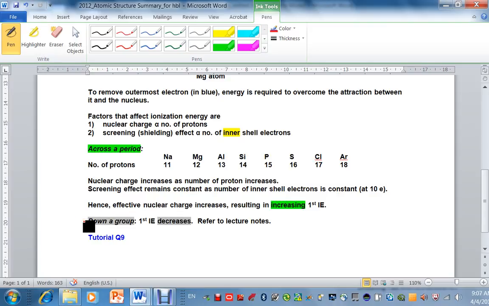Then you also need to know the trend for going down a group. The first IE decreases, because as you go down the group, the number of electron shells increases. That will tend to increase the shielding effect or the screening effect. You can refer to your lecture notes for more details. Now we look at question 9 to illustrate some of these things.